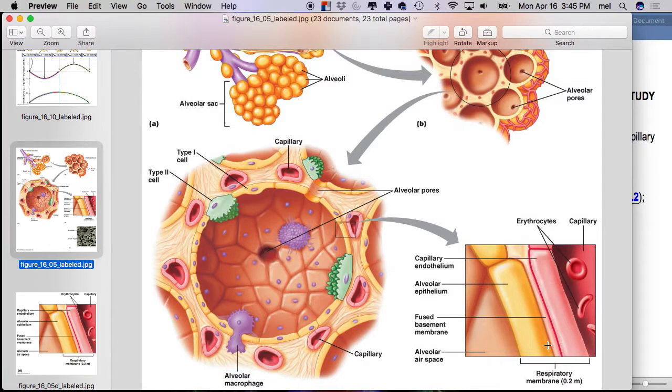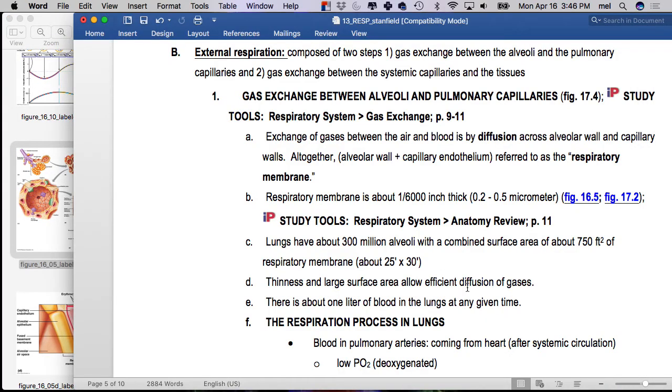Well, first off, I already told you that in a healthy person, it's about 750 square feet of surface area. I've lived in apartments smaller than that. And then second, it's incredibly thin, 0.2 of a micrometer or 1/6000th of an inch thin. So really, really thin, high level of surface area. That's both lungs. We call that the respiratory membrane. It's going to be really, really effective at diffusion.